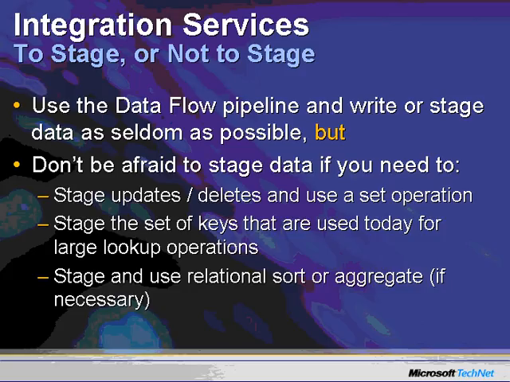The next issue to discuss on Integration Services is whether to stage or not stage the data. Our general recommendation, which works well most of the time, is to use the data flow pipeline, which is part of Integration Services, to do all the transformations. In general, our strategy is to write or stage data as seldom as possible. So we want to use the data flow pipeline, which operates on sets of data in memory, and do all our transformations in the pipeline in memory and write them to the target table. We don't, in general, want to write or stage data very often at all.